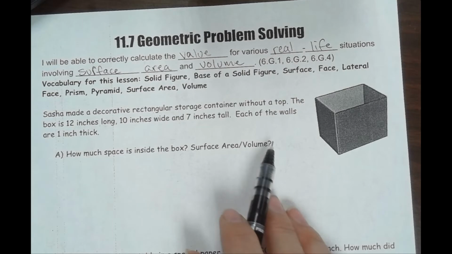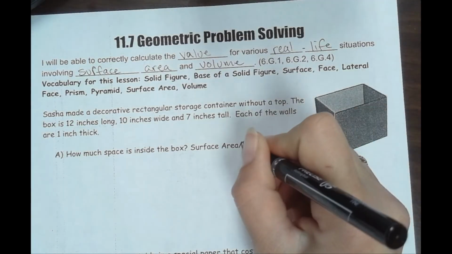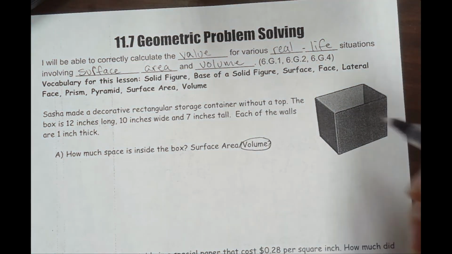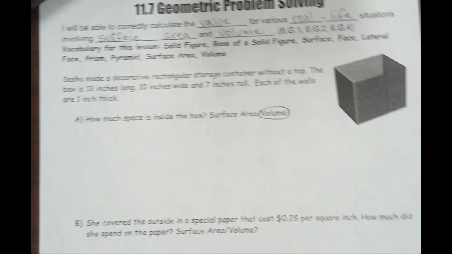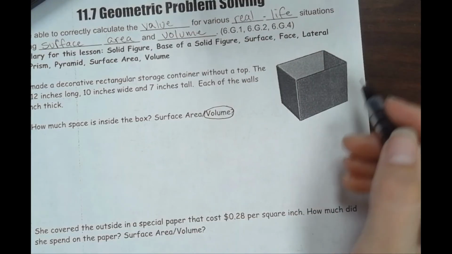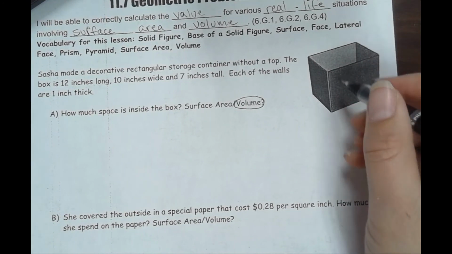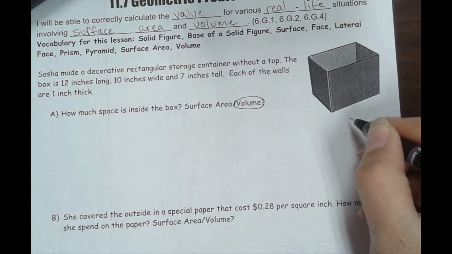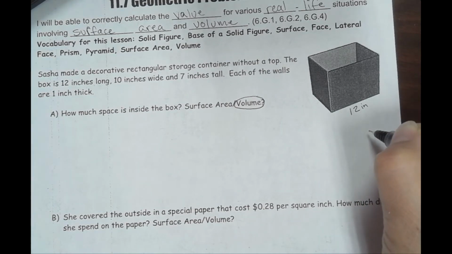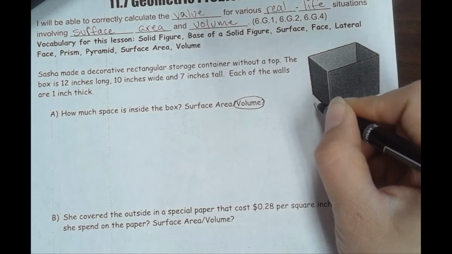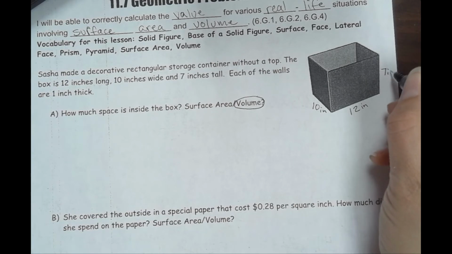Would this be a surface area or a volume kind of question? Okay, this would be a volume question. So we've got to find the measurements of this on the inside. Now there's a few things we need to keep in mind. Let's label our box over here that we're working with. We know that the length of the box is 12 inches, so this long side would be 12 inches. The width is 10 inches. And the height is 7 inches.